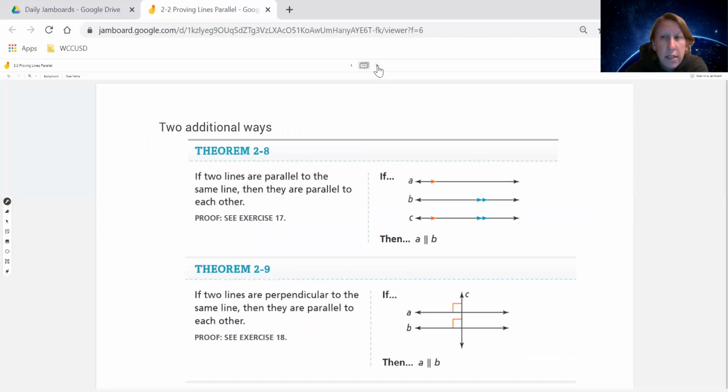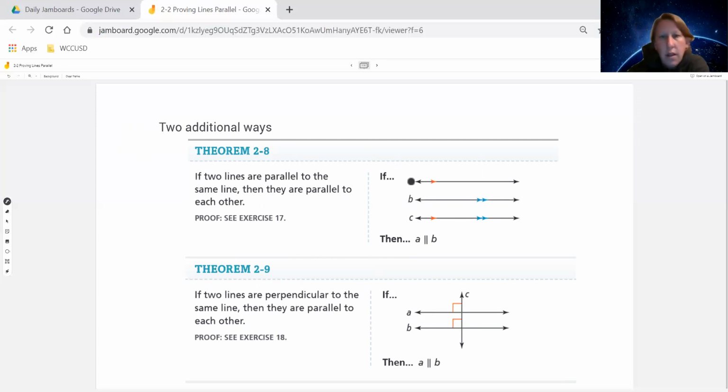I said there's 6. So here are the other 2 ways. You can also say, if I want to show that line A is parallel to line B, if I know that line A is parallel to line C and line B is parallel to line C, then I'm allowed to say that line A is parallel to line B. That's what these markings are.